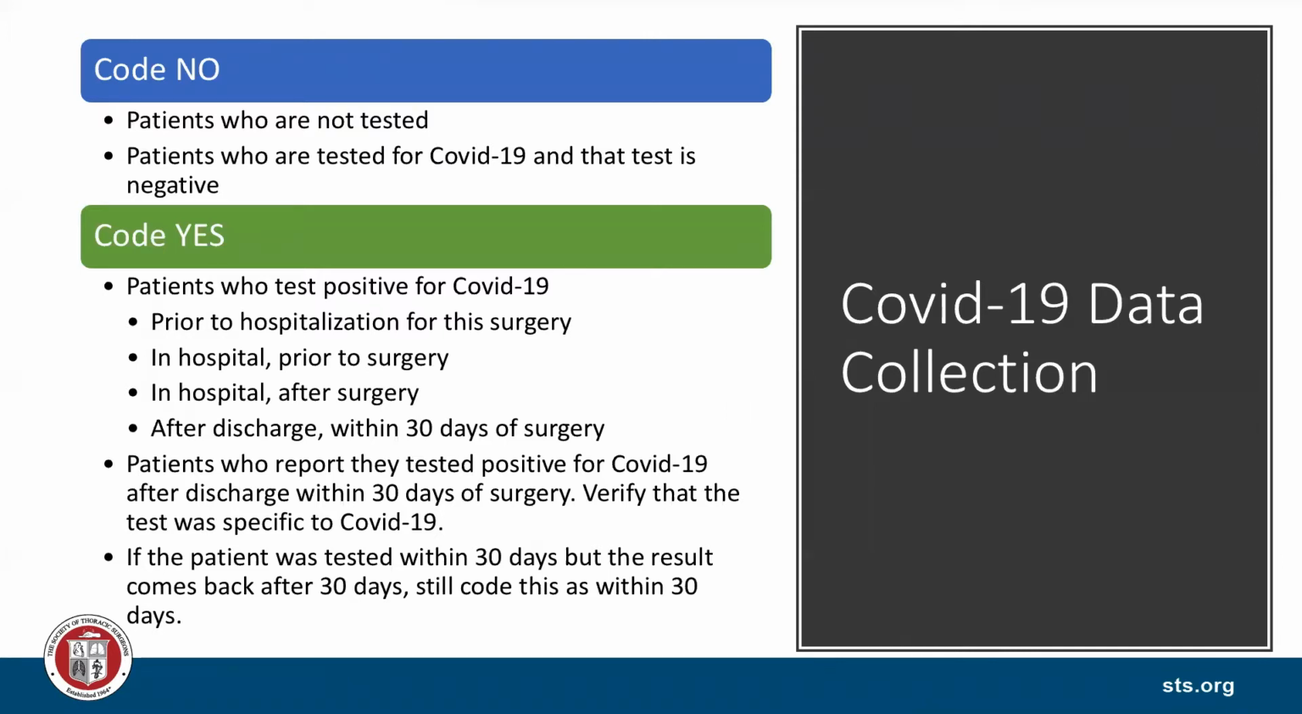To clarify on coding no for the COVID-19 data collection form, you would code no for patients who are not tested, or for patients who are tested for COVID-19 and that test is negative. So to code no, it can be either of these: patients who are not tested, or patients who are tested for COVID-19 but that test is negative. And then you would code yes for patients who test positive for COVID-19, and the options, remember, were prior to hospitalization, in hospital prior to surgery, in hospital after surgery, or after discharge within 30 days of surgery. I have these on the next slide, so we'll go over those again.